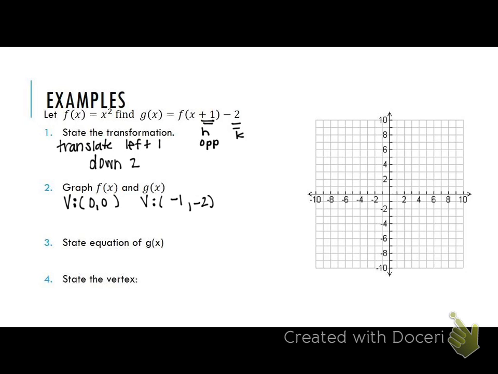So we plot our points. And if I go out 1, Kaylee, I go up 1. And if I go out 2, Gianna, I go up 4. And if I go out 3, Justin, I go up 9. So we are going to have to take every single one of our points and go left 1, down 2. So left 1, down 2 for all of our points.